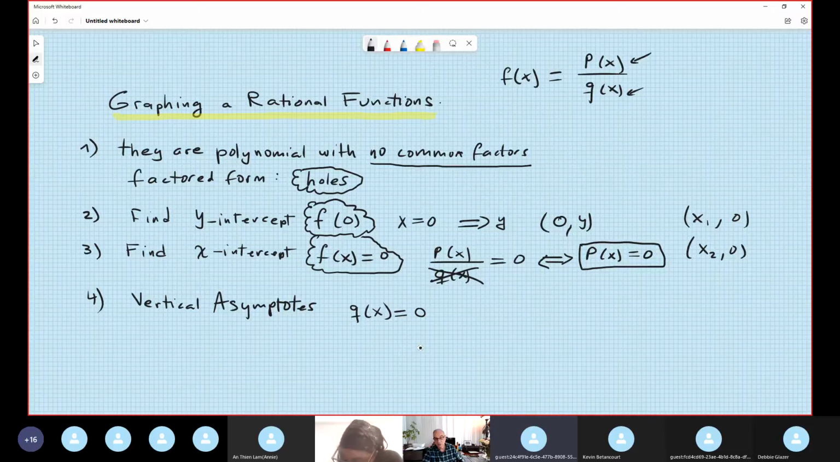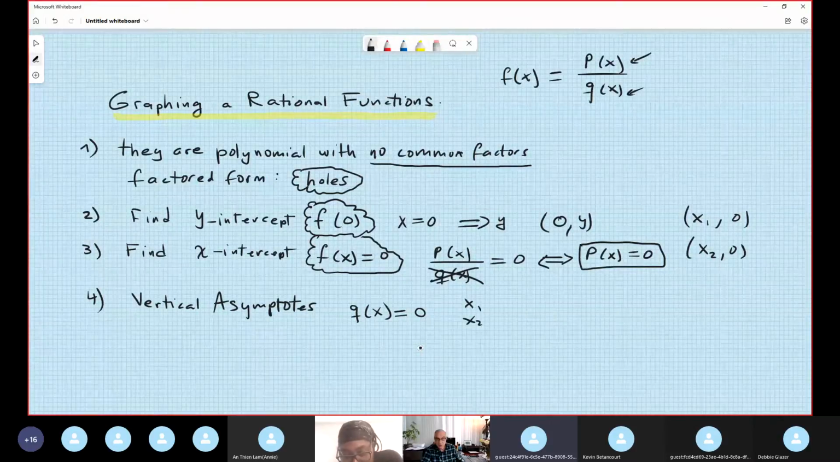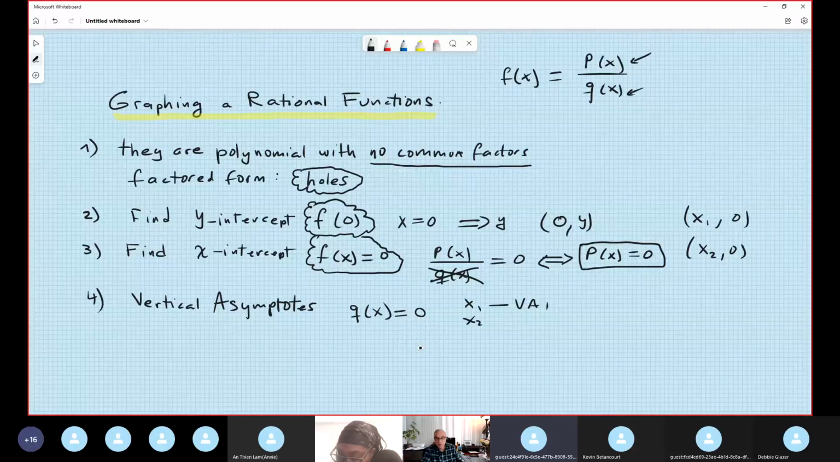And the result of this equation, suppose two solutions, x1, x2. So we have two vertical asymptotes: vertical asymptote number one and vertical asymptote number two. See, if we have one solution, it's because we have only one.